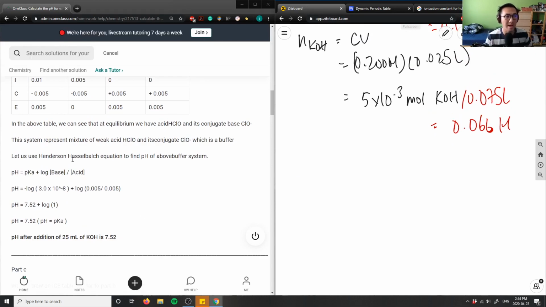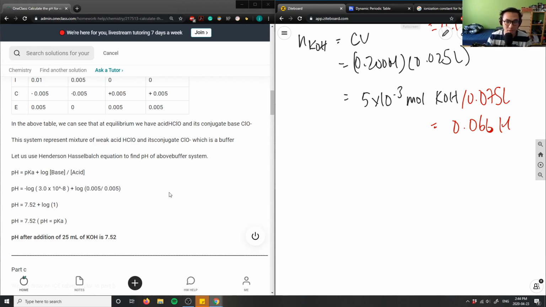So again, you can use the Henderson-Hasselbalch equation to figure out the buffer system, which is pH equals pKa, the negative log of Ka, plus the log of the concentration of base over acid. In this case, the ratio is 1, therefore pH equals pKa. So it's 7.52 when it's at the half equivalence point.